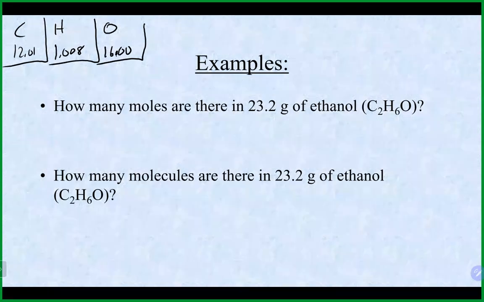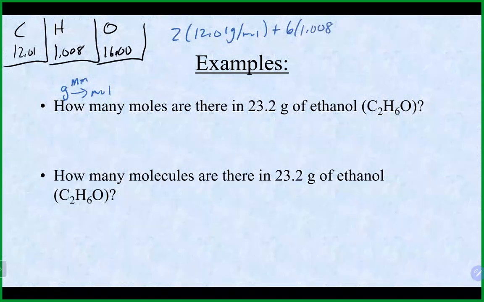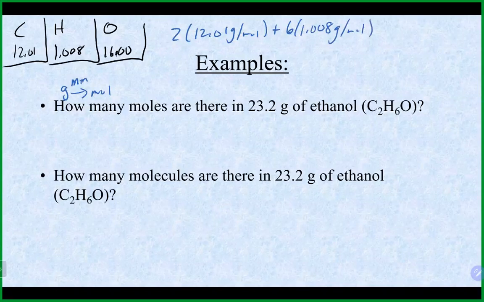Okay, let's take a look. The first one asks how many moles are in the given grams. So this really is a grams to moles conversion. Remember, it's the molar mass from the periodic table that allows you to do that. In this case, we need to figure out the molar mass of this compound. We're just going to add up all the parts. There are 2 carbons, each 12.01 from the periodic table. There are 6 hydrogens, each 1.008. And there's 1 oxygen, which is 16.